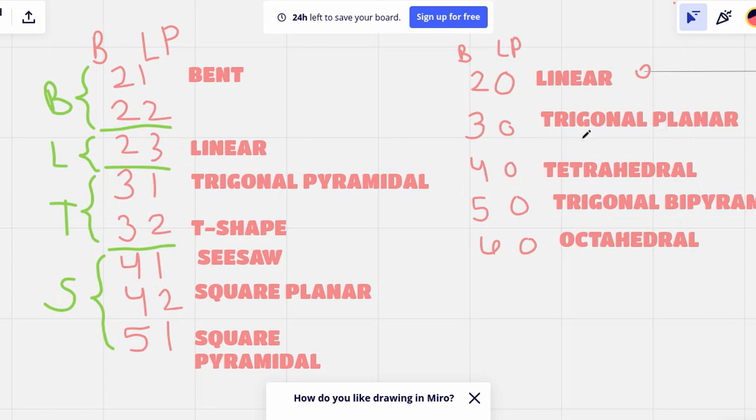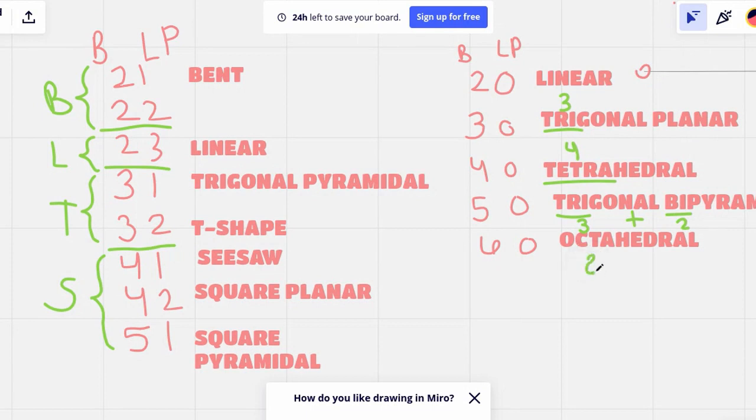And then for trigonal planar, there is a prefix of tri, which is 3. Then obviously for tetra, that's a prefix of 4. Tri and bi mean 3 and 2, but when you add them together, you get 5. And then for the last one, I don't really know. Oh, okay, octahedral has a prefix of 8.